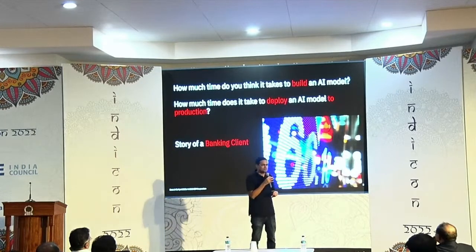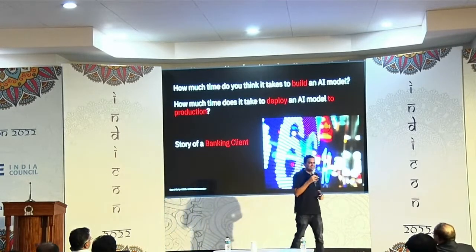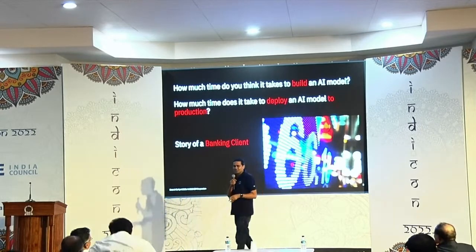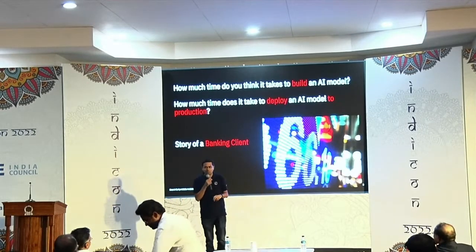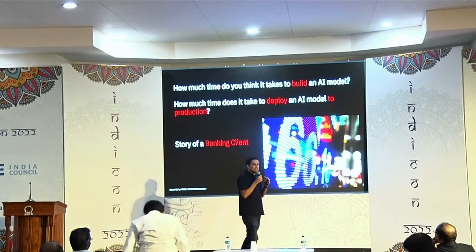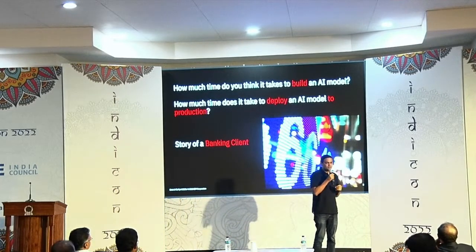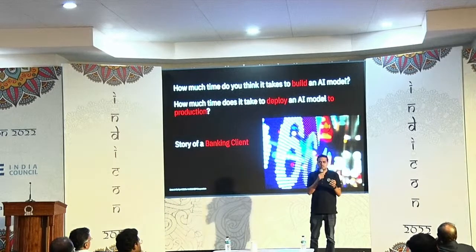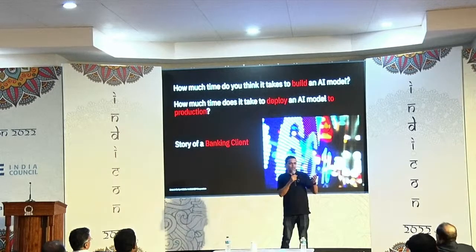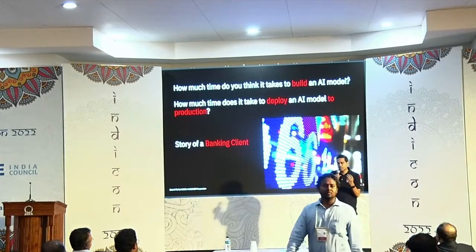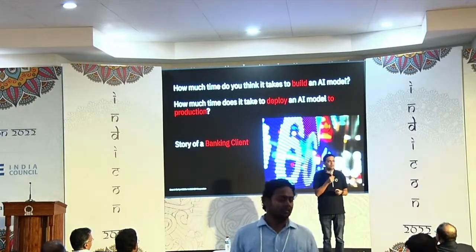Any guesses? 3 years, okay. 6 months. Answer is somewhere between the two. It can be 3 years as well if it's a complex model. But the thing is that it takes a lot of time to get a model into production. And why do you think that is the case? Any guesses? I built a model, I have proved that it's doing well. Why should it take 6 months or 3 years to get it into production? Why is it so difficult?